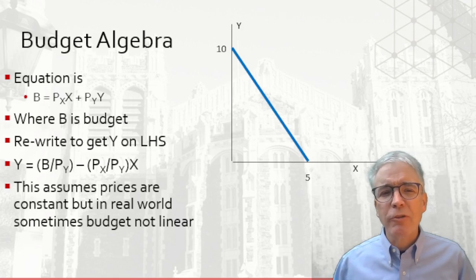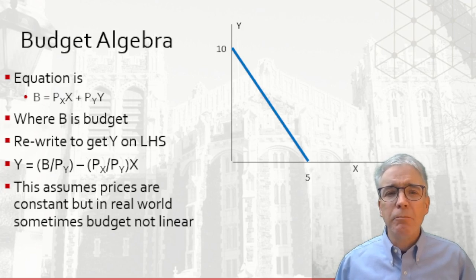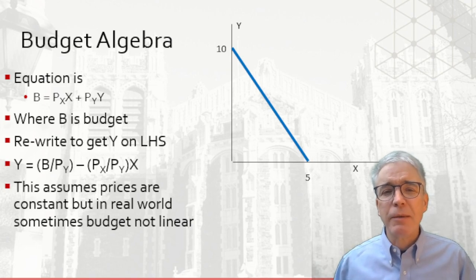I mean, the total amount spent could be less, but graphing inequalities is slightly a pain, so we'll just graph the equality if we're right on the budget. B is the budget, and that has to equal PX times X plus PY times Y. Rewrite that to get Y on the left-hand side, since that's how we did it back in algebra class. Y equals B divided by PY minus the ratio of PX to PY times X.